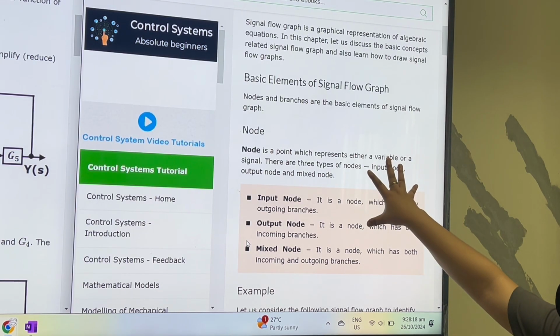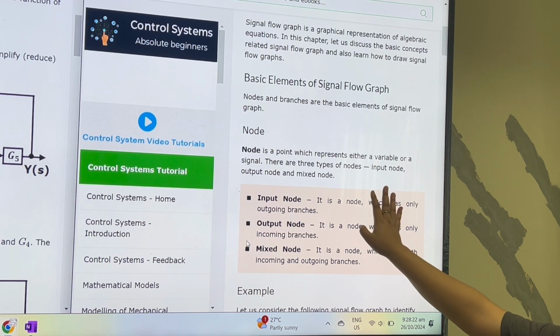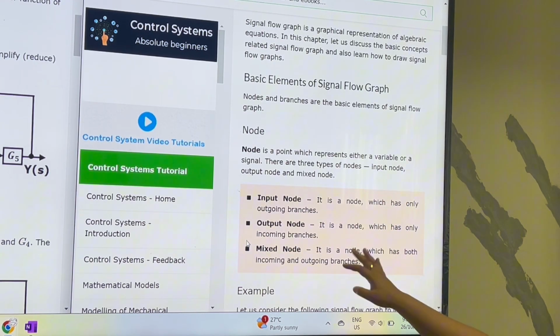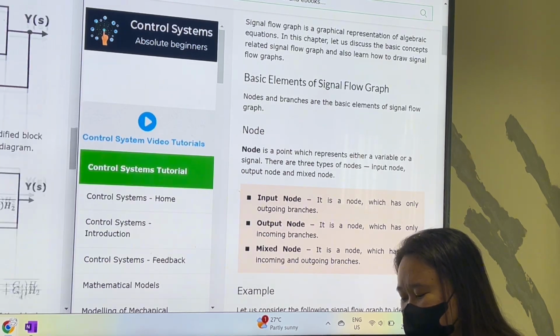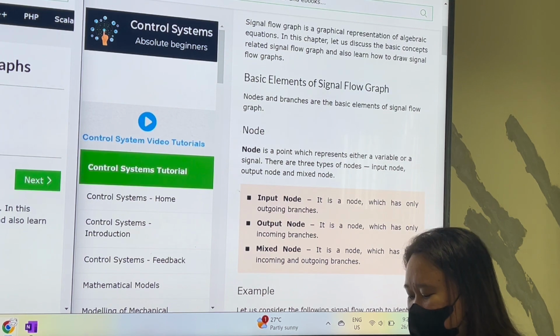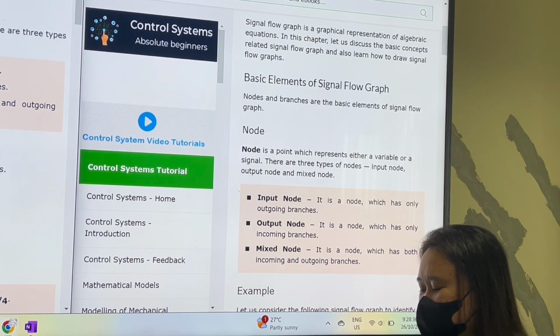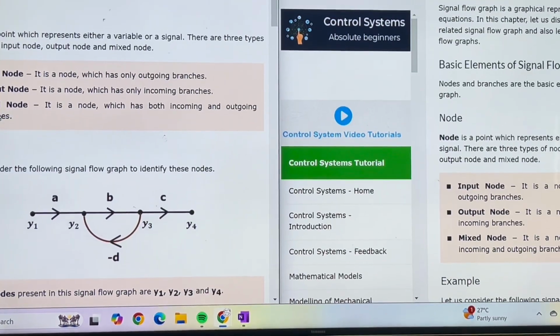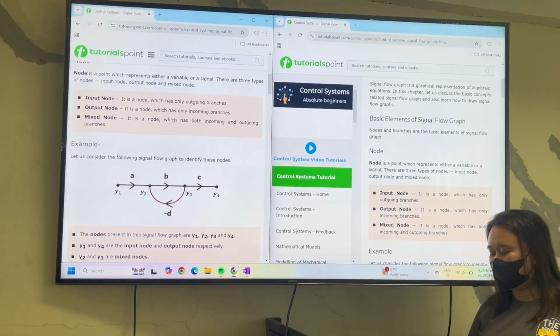Okay. So a node is a point which represents either a variable or a signal. There are three types of nodes. We have the input node, output node, and the mixed node. An input node is a node which has only outgoing branches. An output node is a node which has only incoming branches. A mixed node has both. So we have an example here.